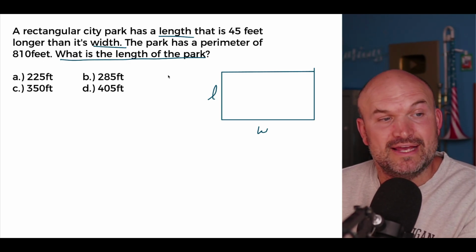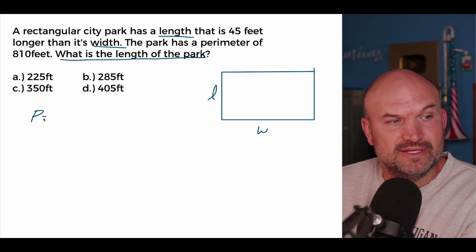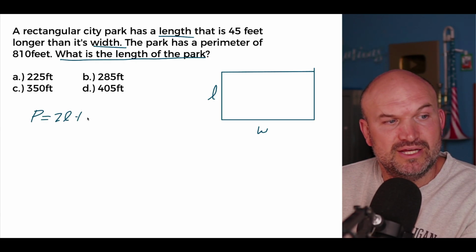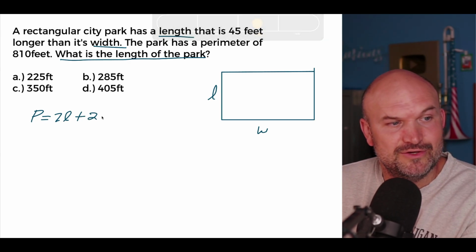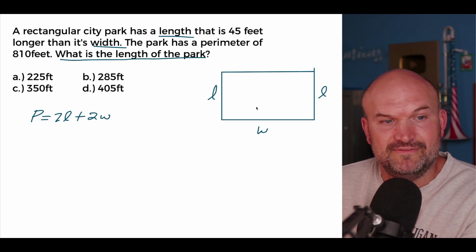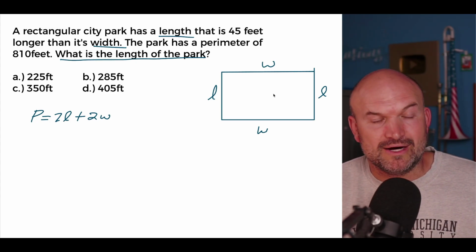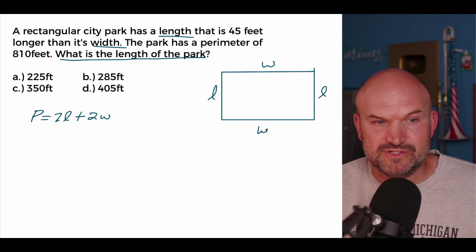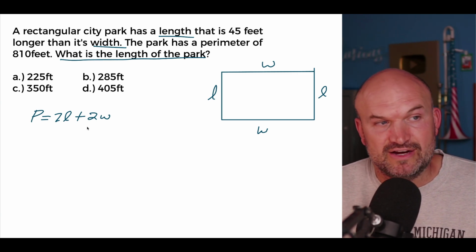Now it says the park has a perimeter of 810 feet. So we also have the formula for perimeter we need to remember. Perimeter equals 2L plus 2W. I don't know why I wrote just W. That's going to be a 2W, because basically if this is L, we know that's L, and if that's W, then we know that's W. The perimeter is the distance all the way around the rectangle.